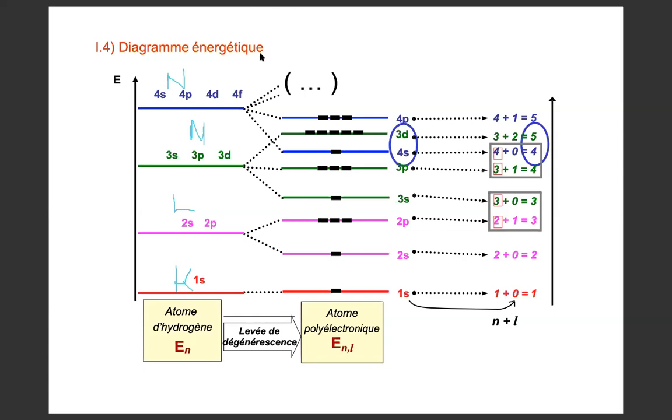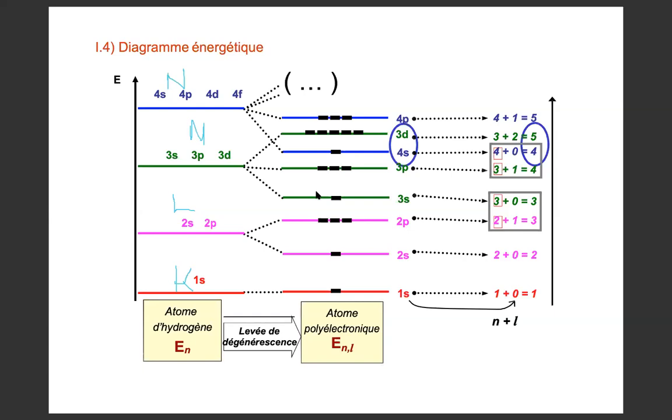2. It occupies 2 electrons. How many electrons does the p orbital occupy? 6. So how many electrons does the d orbital occupy? 10. And the last one, the f?